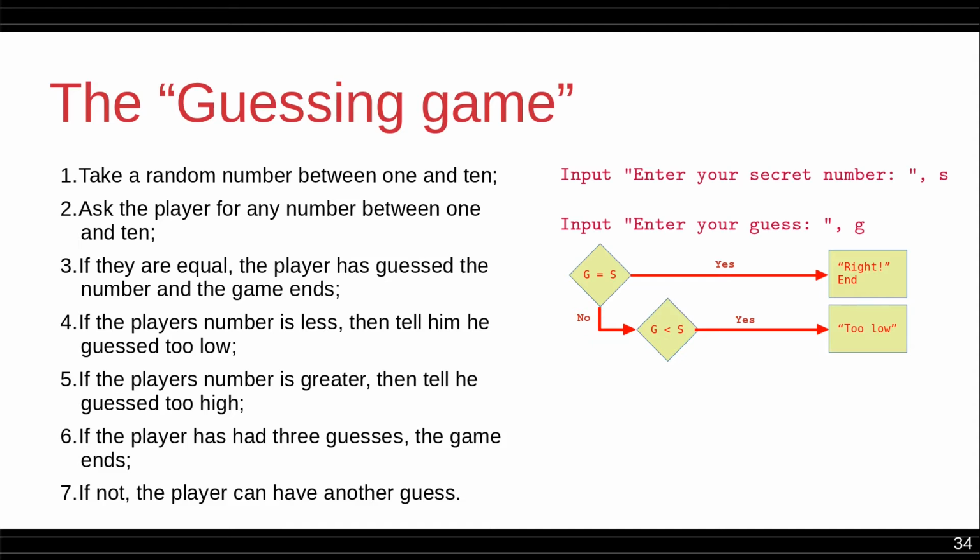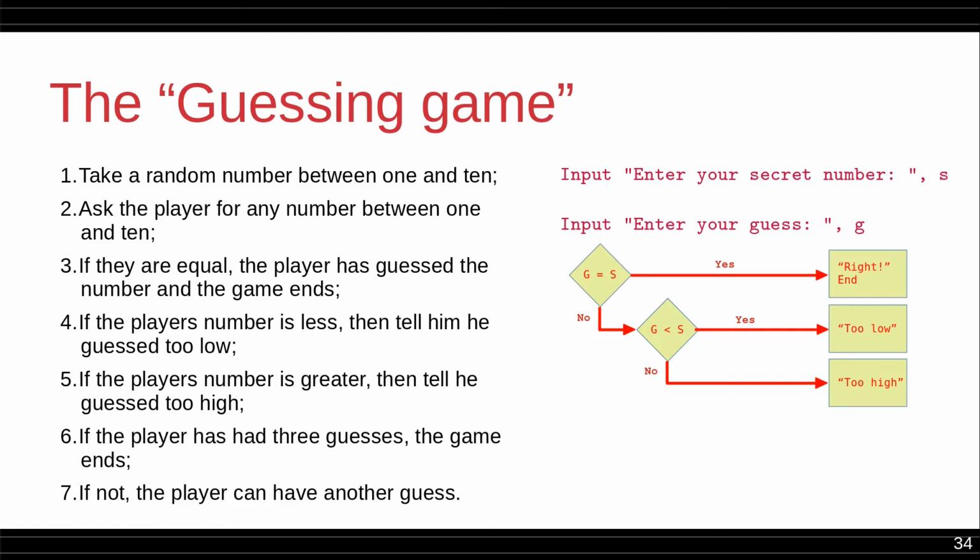But if it doesn't, the only option left is that he gets too high. I mean, if it isn't equal and it isn't lower, what else can it be? So sure, we could test for it, but logic dictates that it would always prove to be true. So, no test, no branch, that's it, we're finished.